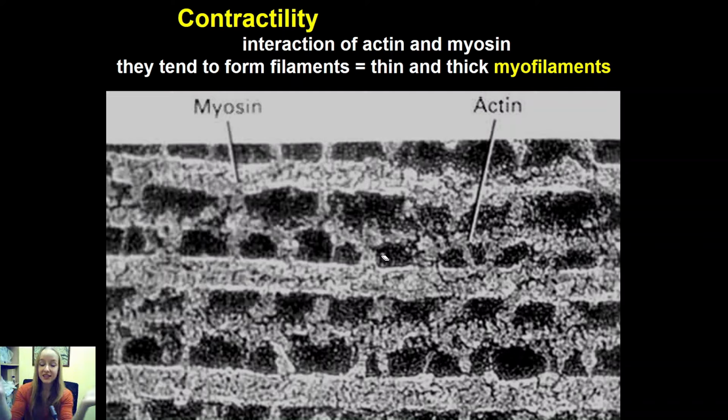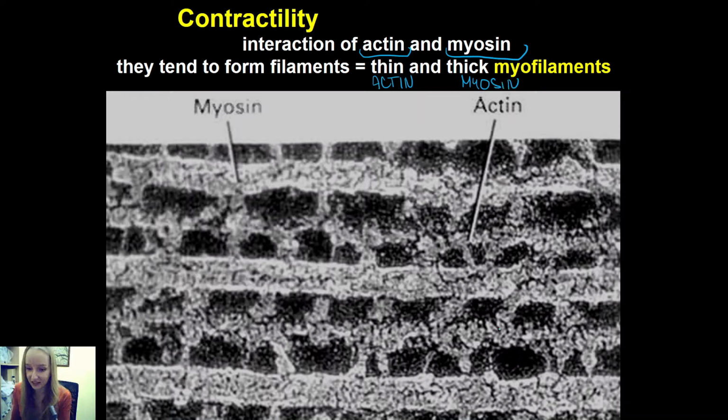Well, and the basic function of the muscle tissue is contractility. Contractility once again is an interaction of actin and myosin. They are connecting together, actin and myosin. They tend to form filaments. Yes, we know that. We described the filaments very well. So thin and thick myofilaments. Thin are made of actin, and thick myofilaments are those made of myosin.